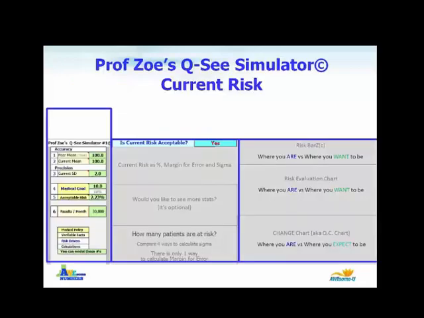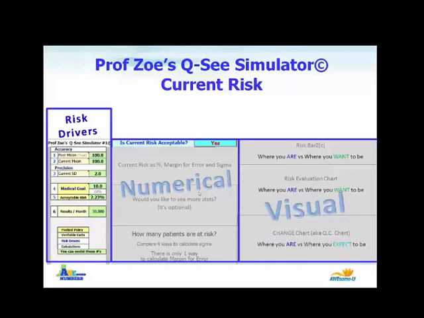So let's go into the simulator. Tab 1 deals with current risk. I've divided it into sections just so we can take this trip rather slowly. We start with dealing with the risk drivers. These numbers drive current risk. We're going to give you, as we go through, more numerical information and more visual presentations to see exactly what's going on. And based on the numbers you put in, without seeing any of this, the computer can decide if risk is acceptable, yes or no. It makes that decision based on these risk drivers.